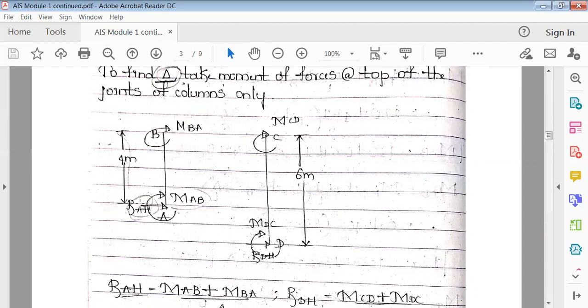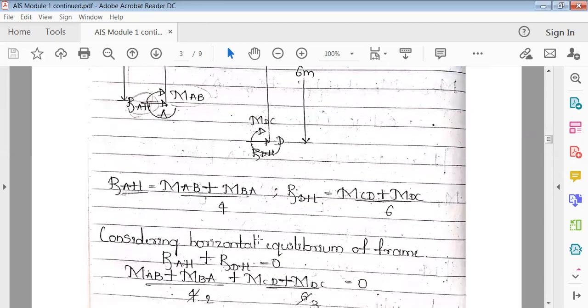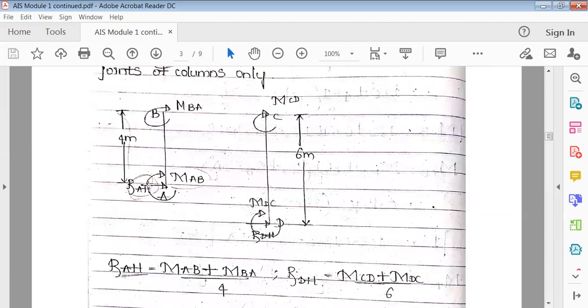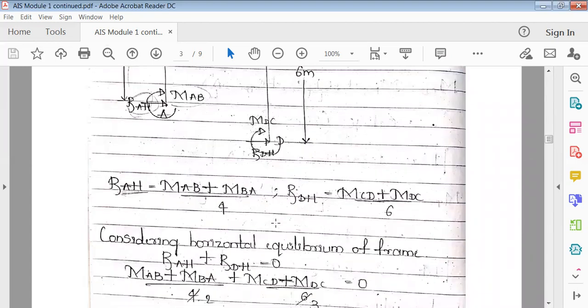So the horizontal forces are RAH plus RDH equal to 0. Only two horizontal forces are here at the foot of the columns, so there are two reactions. Again, why am I taking plus? Because I'm going to assume that both are acting to the right side. So RAH plus RDH is equal to 0.